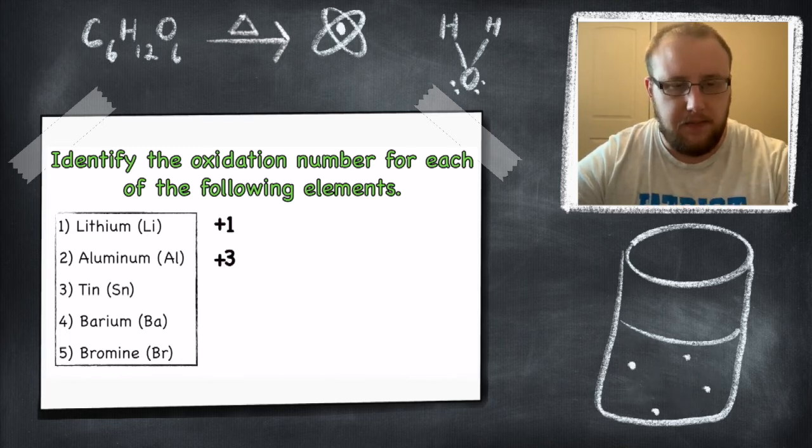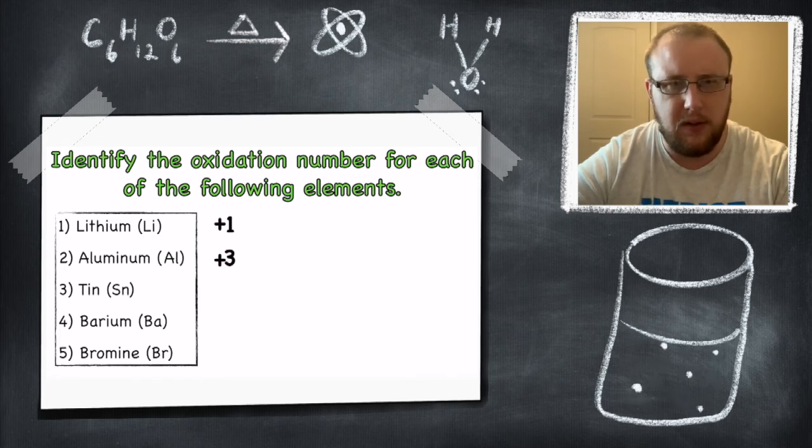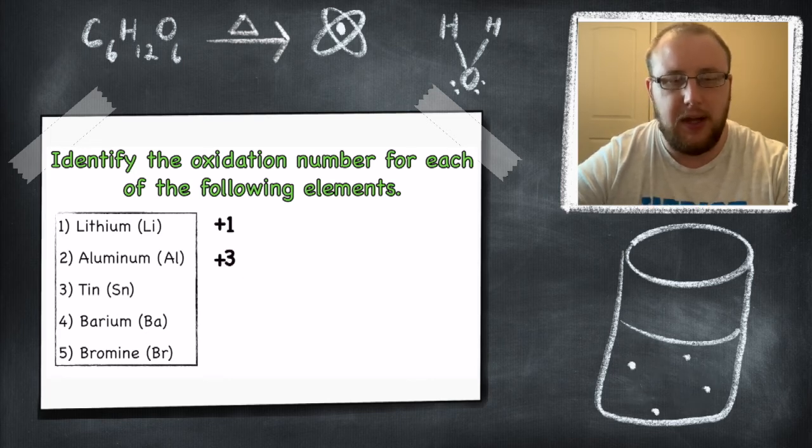Tin, Sn. So tin is number 50 on your periodic table. That element is right under carbon, or actually, if you want to be specific, it's a couple squares underneath carbon. But we know carbon has 4 valence electrons. So that means tin also has 4 valence electrons, tin-4.